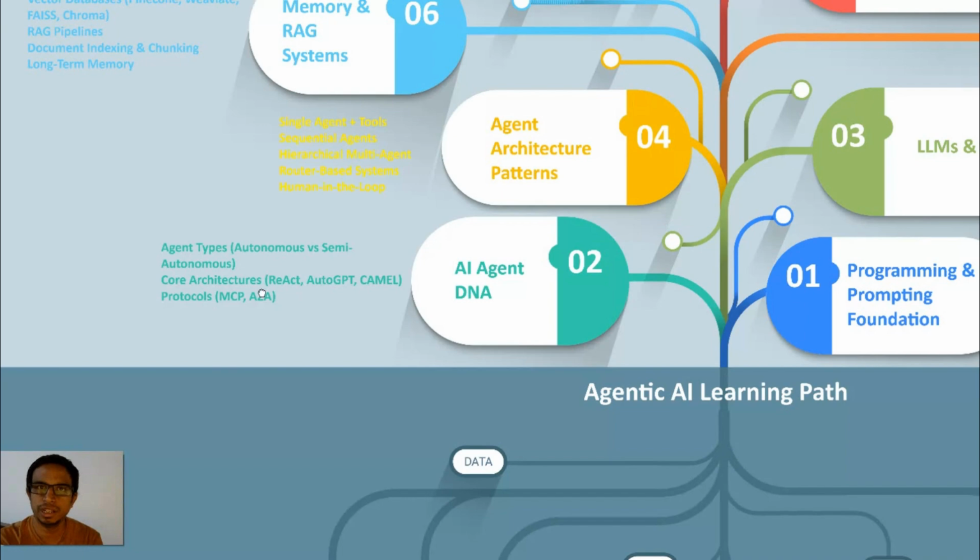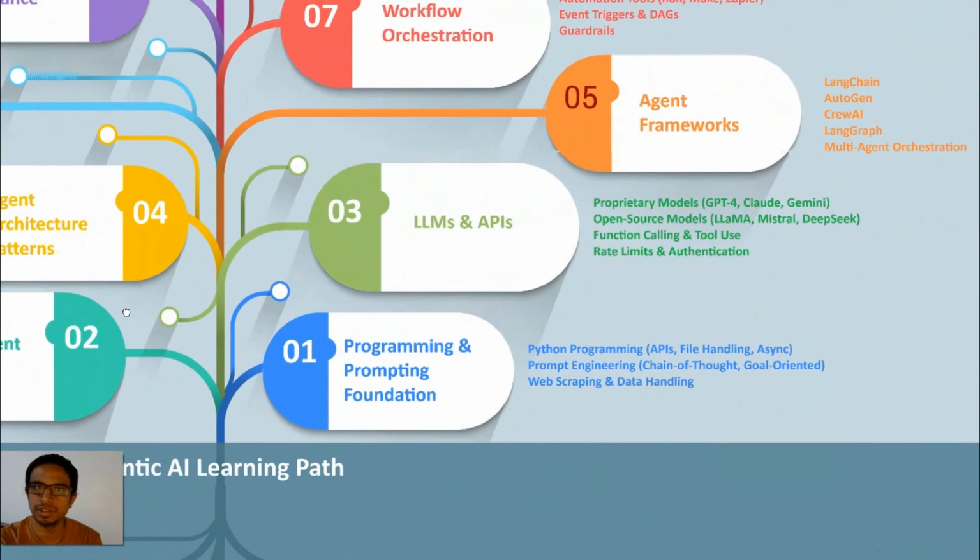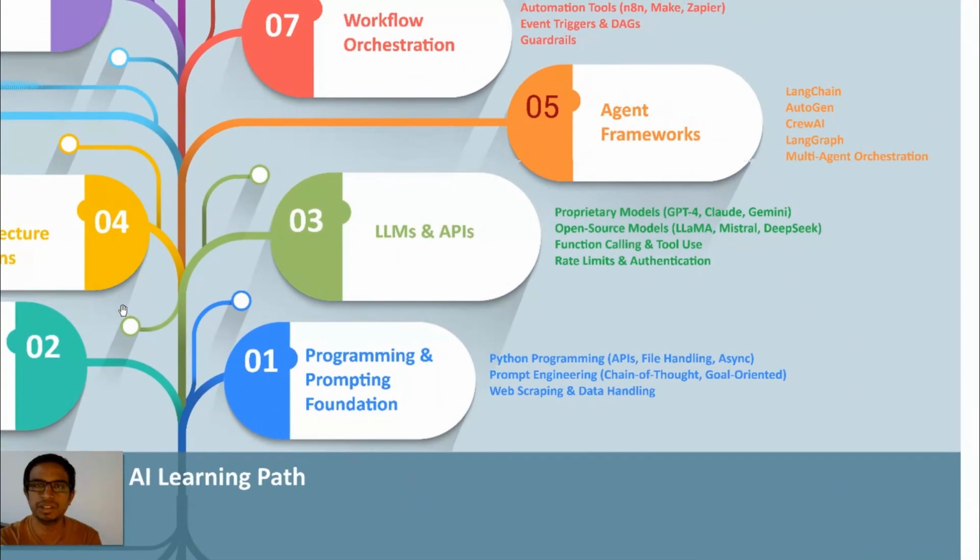The next learning stage is called LLMs and APIs, where you learn about the LLMs and the different APIs which they provide. For example, the proprietary models, which are GPT-4, Claude, and Gemini, whereas there are certain open source models like Llama, Mistral, and DeepSeek. Function calling and tool use in these LLMs is also one of the learning areas, along with how you handle rate limits and authentication on the LLM.